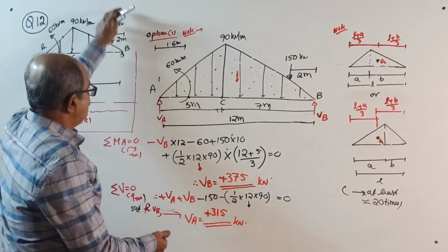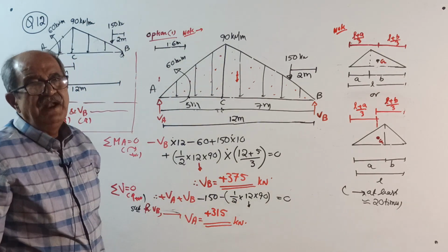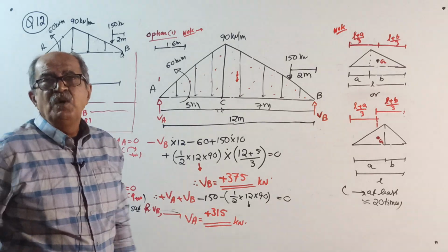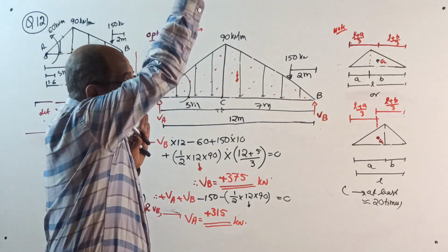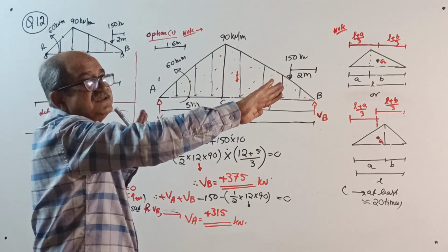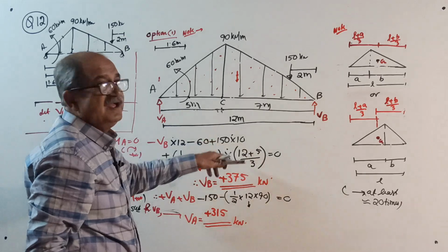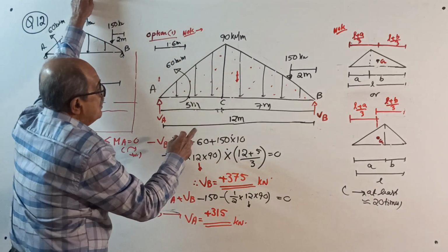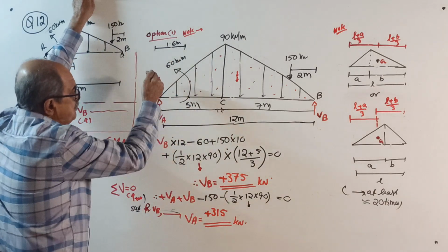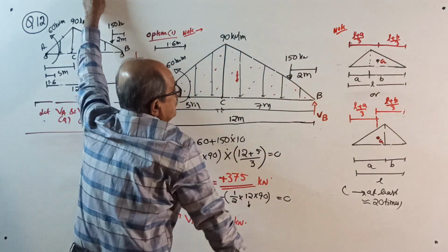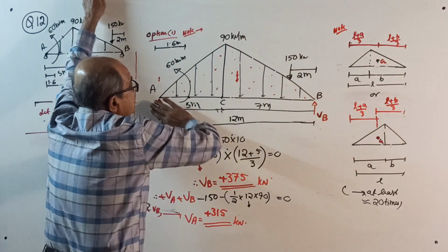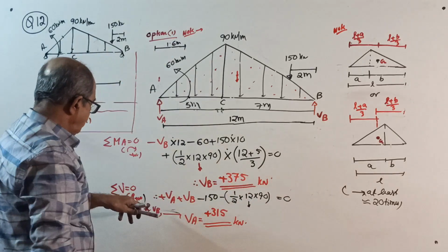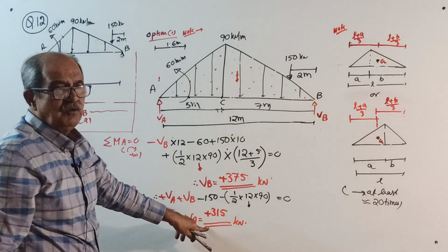Sigma V equals 0, upward positive. This time I will not tell you every time. When you take sigma moment, it means load into distance. Sigma V means only load, no distance, and for sigma V the couple will not come. Plus VA plus VB minus 150 minus the entire load, half into 12 into 90, equals 0. Substitute for VB whatever you got, and you get the value of VA.